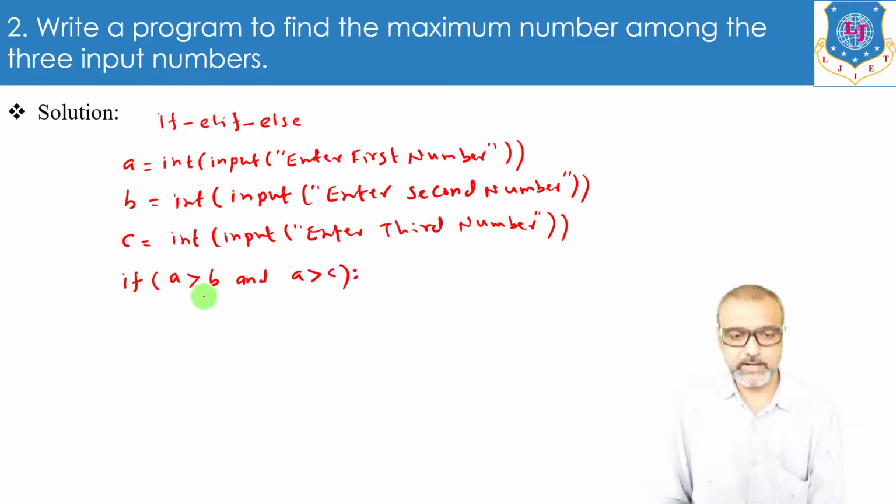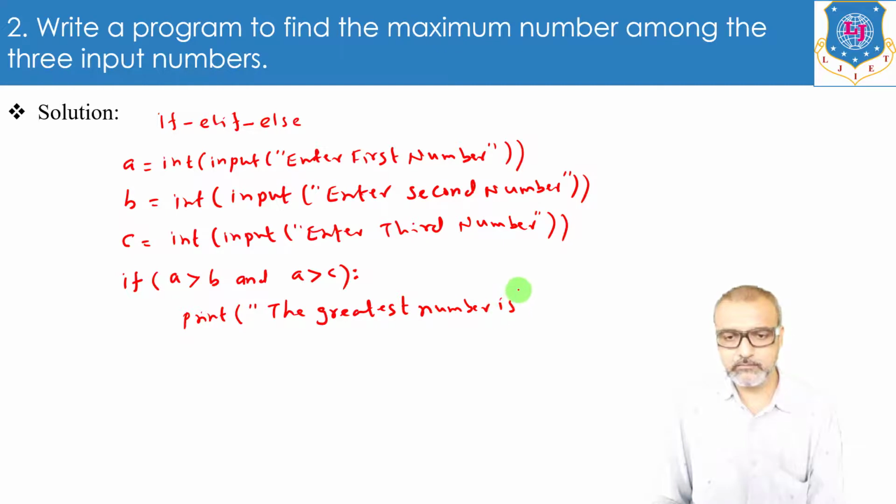So if a is greater than b and a is greater than c, what does it mean? It means a is the greatest number. So we will write down a print statement: print "The greatest number is", then a comma and the number a.